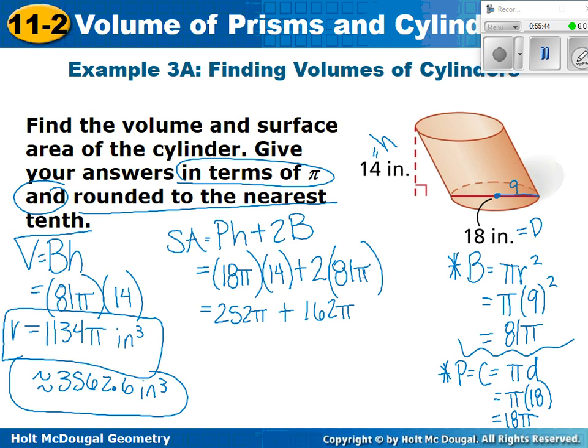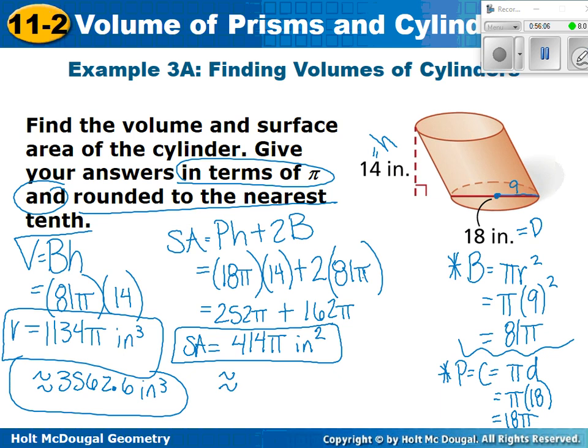So you can add them. If they didn't both have a pi, you could not add them. But they do, so go ahead and add them, and what do we get? 414 pi units, inches squared. We'll circle that because it said leave it in terms of pi.